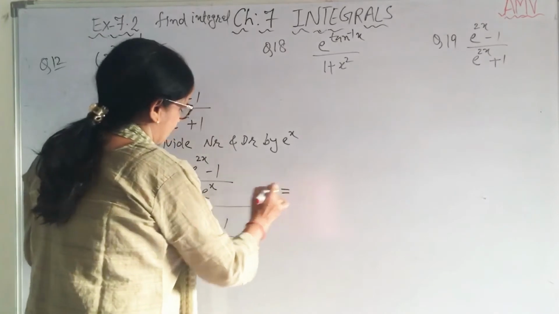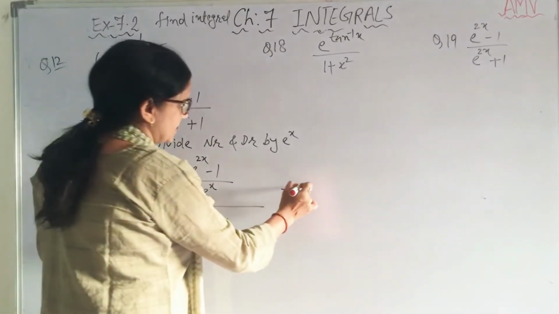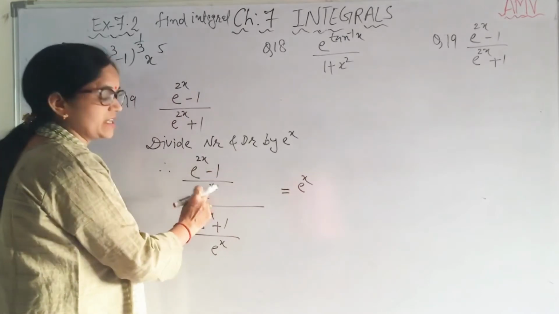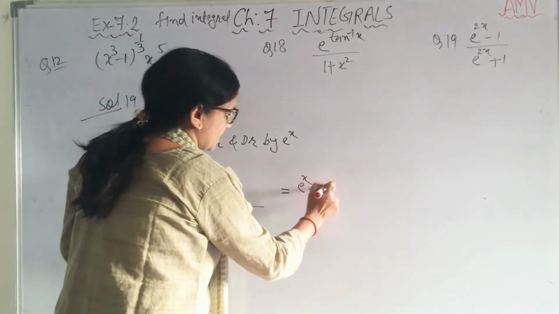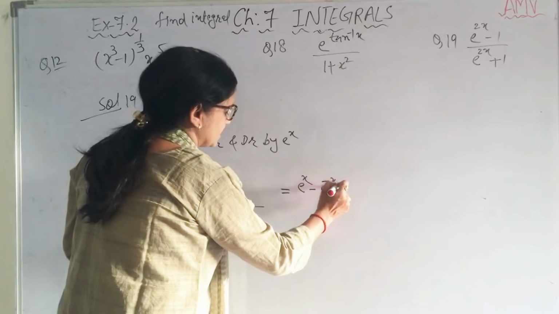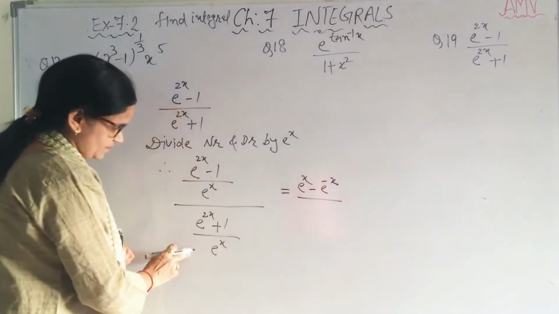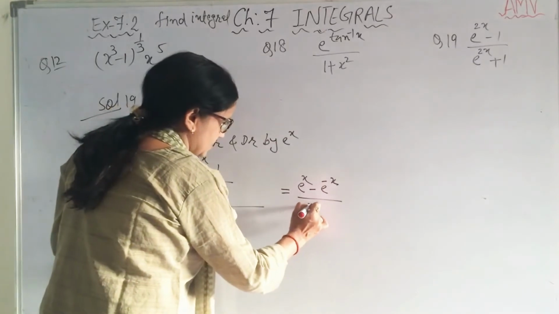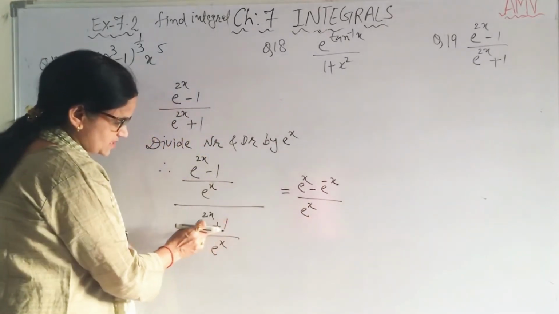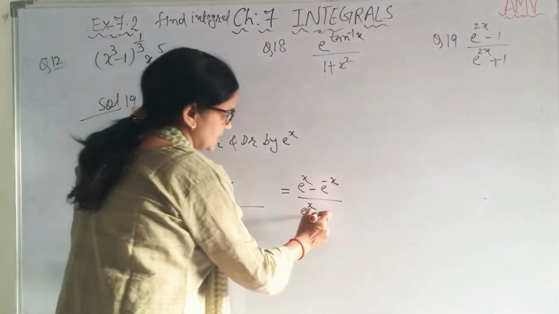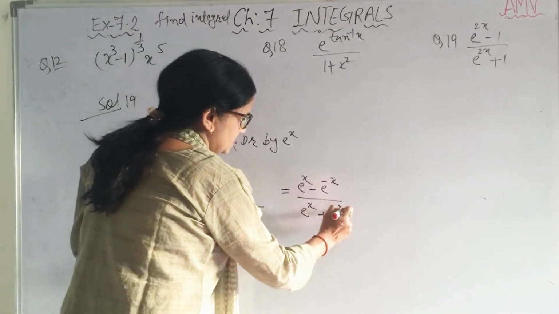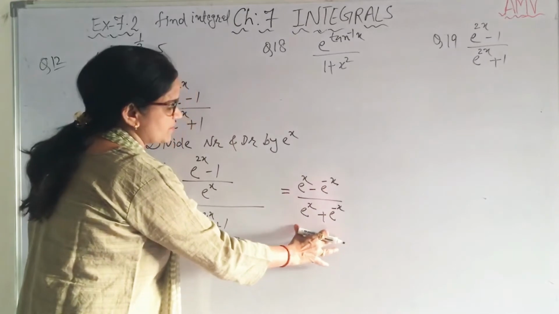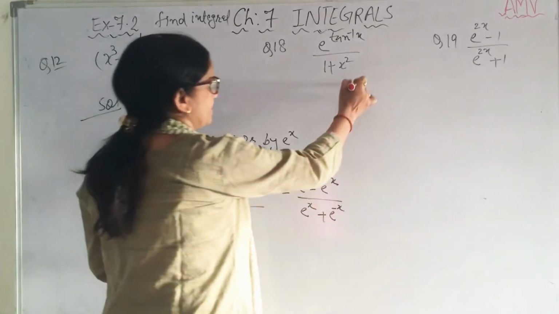Now simplify, you will get e raised to x from here, and it is minus 1 by e raised to x, meaning minus e raised to minus x. And in the denominator, e raised to 2x divided by e raised to x gives e raised to x, and from the term 1 by e raised to x, it is e raised to minus x. So now we have to integrate this.